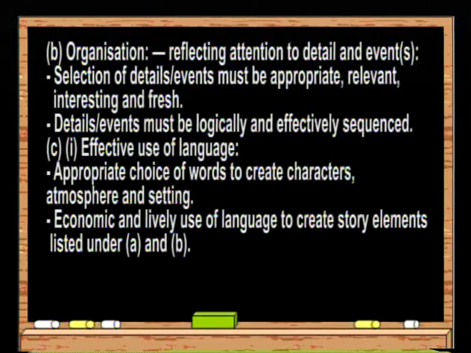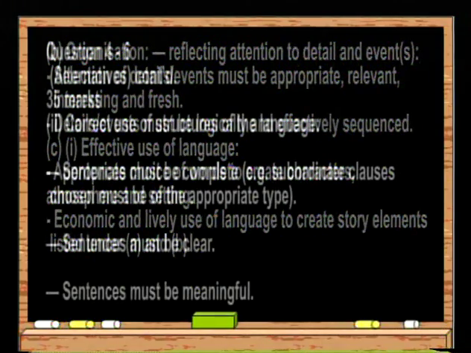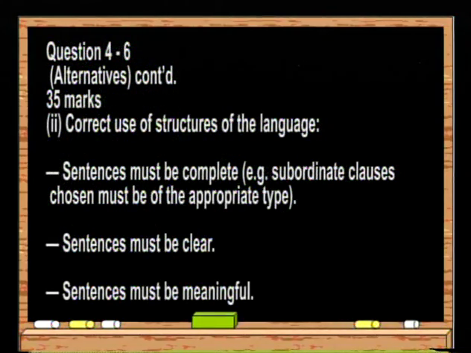Effective use of language. Appropriate choice of words to create characters, atmosphere, and setting. Economic and lively use of language to create story elements listed under A and B. Questions 4 to 6, alternatives, continued. 35 marks. Correct use of structures of the language.